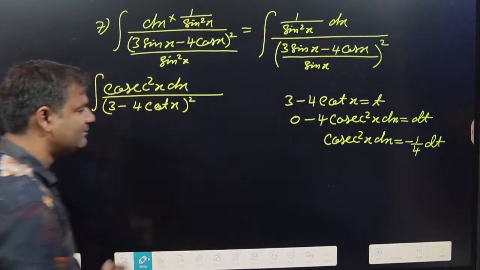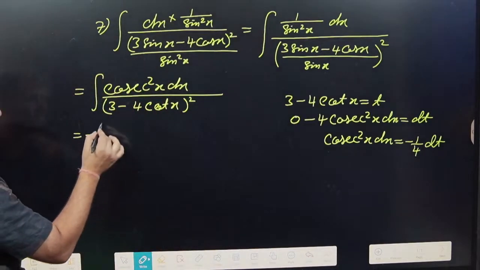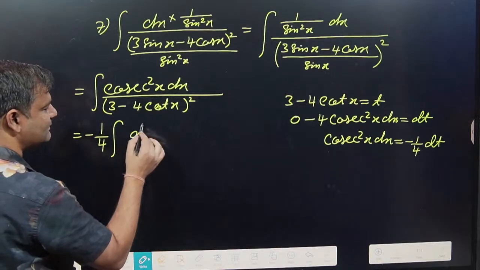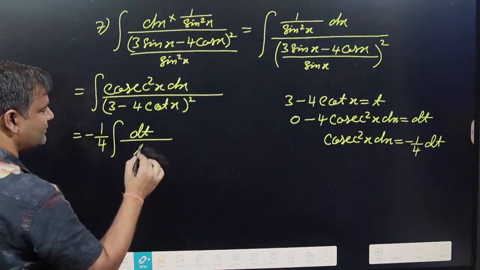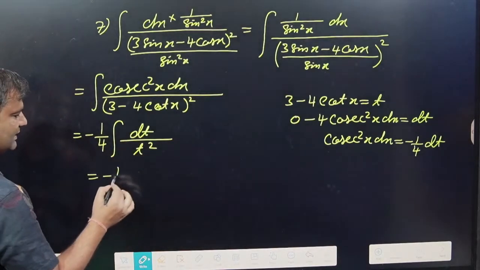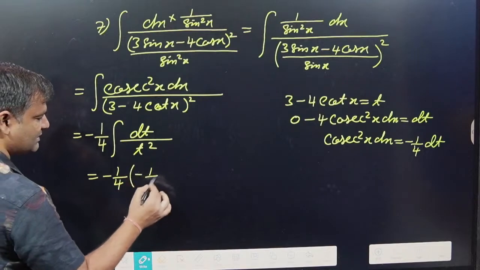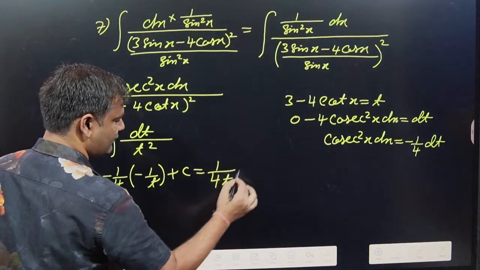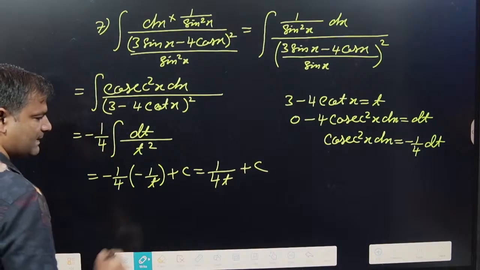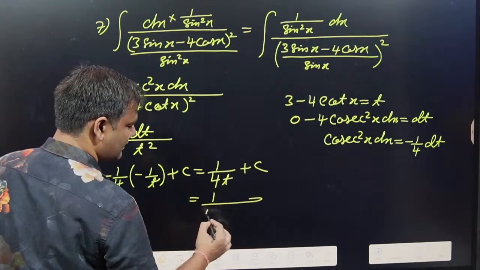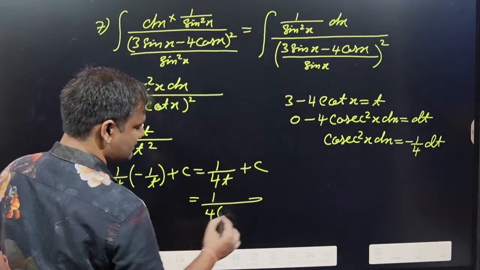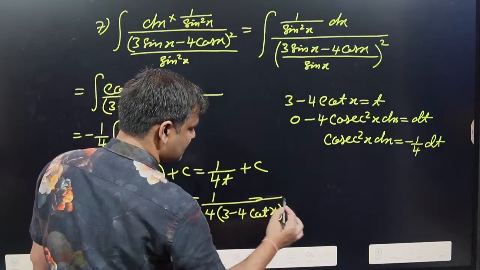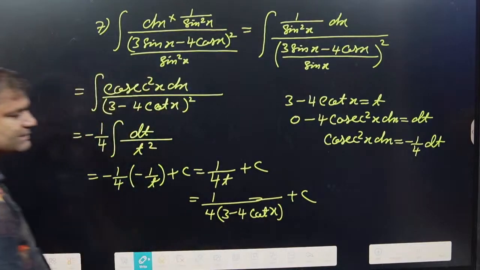So cosec square x dx is equal to minus 1 by 4 into dt. Now put that value here: minus 1 by 4 dt divided by t square. So minus 1 by 4 times minus 1 by t plus c, so 1 upon 4t plus c. So 1 upon 4t, basically 1 upon 4 into (3 minus 4 cot x), plus c is the final answer.